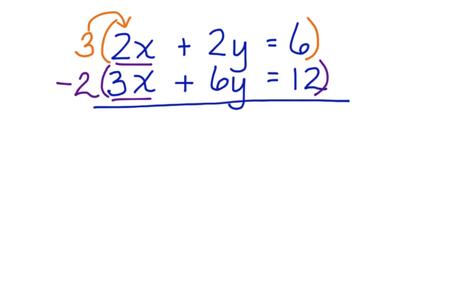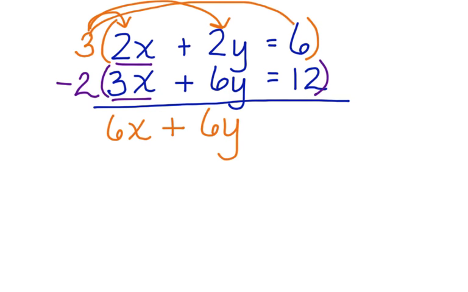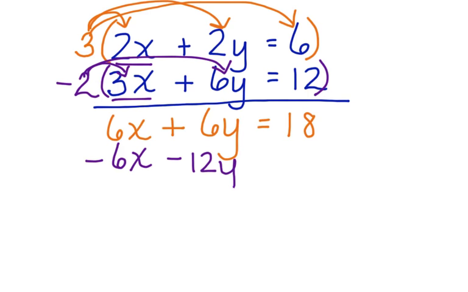First, 3 times 2x is 6x, plus we have to distribute the 3 to all the terms. 3 times 2y is 6y, and 3 times 6 equals 18. Now let's look at the second equation. Negative 2 times 3x is a negative 6x. There's our additive inverse coefficient. Negative 2 times 6y is a negative 12y. And negative 2 times 12 is a negative 24.